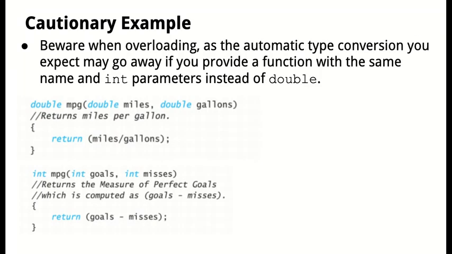However, when you're overloading, you might lose this functionality if you're not careful. If you provide a function with the same name and change parameters of type double to type int when you're overloading, you might lose the functionality of this automatic converting.